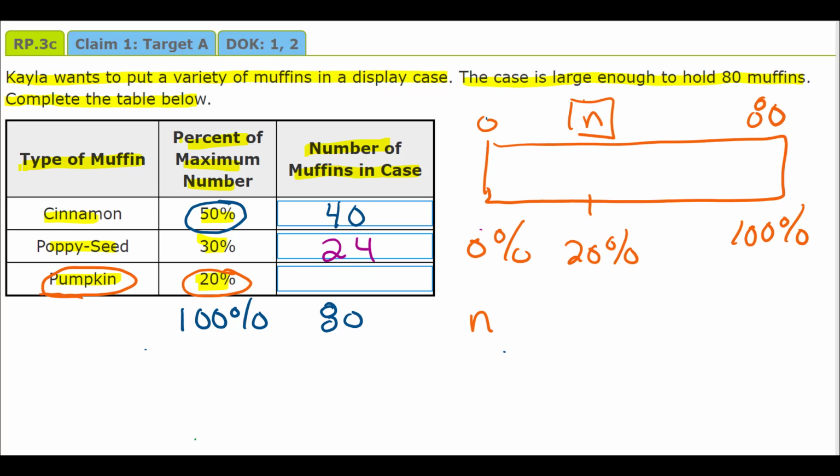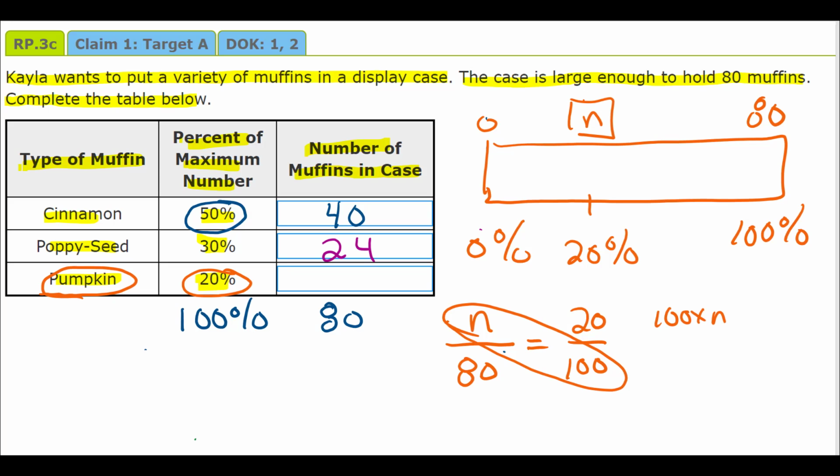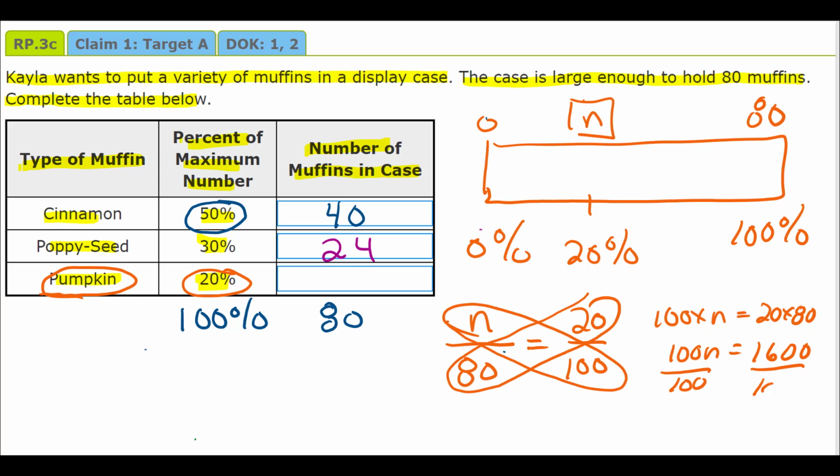And so we have a part, which is n over 80, which is our whole, is equal to 20 over 100. And so again, we can go ahead and use our cross products of 100 times n is going to be equal to 20 times 80. 100 times n is 100n. 20 times 80 is 1,600. Divide each side by 100, and n is equal to 16.